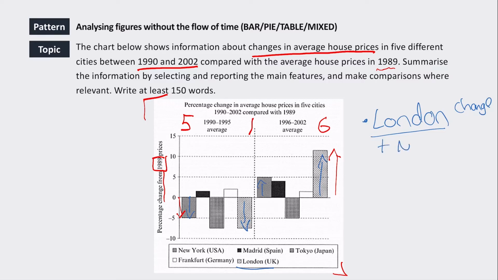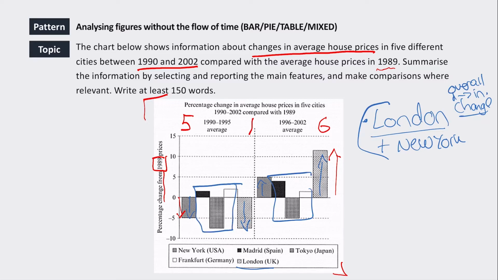So I probably want to do London and New York together as an overall decrease, then increase. Okay, so I'm thinking, okay, that's going to be my body one. That's the first change, okay? London and New York both were lower than 1989, and then they had a huge increase compared to 1989, okay? And then looking at the other 3 cities stayed the same, okay?